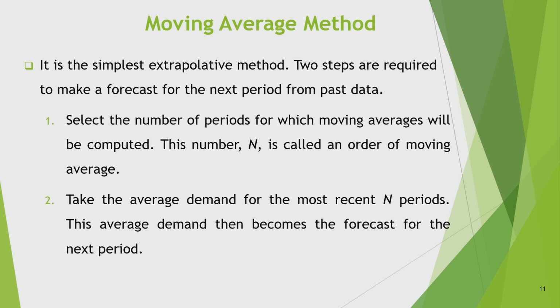So, what are the methods? The simplest method of forecasting is the moving average method. It is the simplest extrapolative method. 2 steps are required to make a forecast for the next period from past data. Select the number of periods for which moving averages will be computed. This number n is called the order of the moving average. Then take the average demand for the most recent n periods. This average demand then becomes the forecast for the next period.